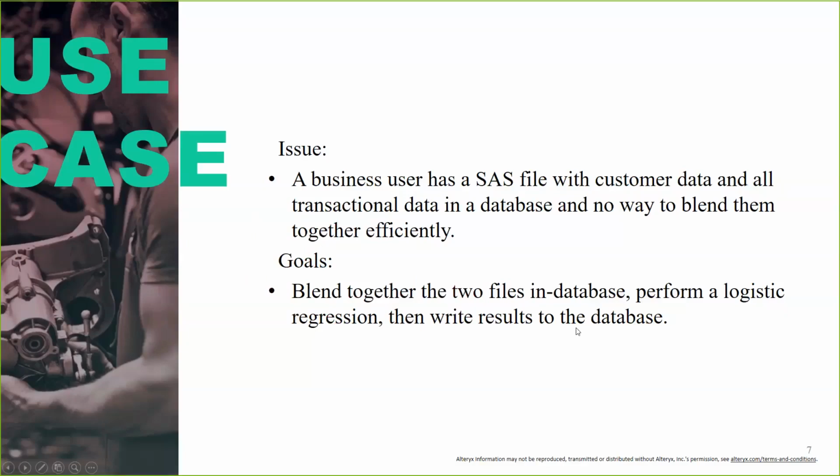Workflow background. Today what we're really going to do is take a business user SAS file with customer data, while all the transactional data is in the database. And we have no way to blend them together efficiently. The first point is that I have a flat file that does not live inside my database, and all of my data lives inside the database. Right now they're separate sources. I have no way to really contextualize them to each other. How do I blend them together?